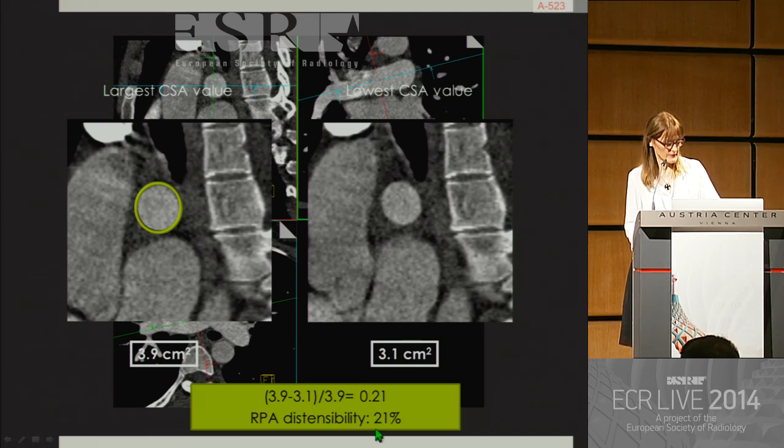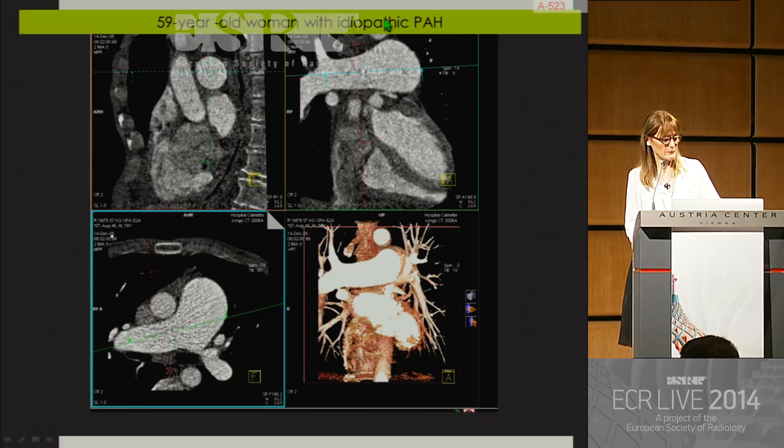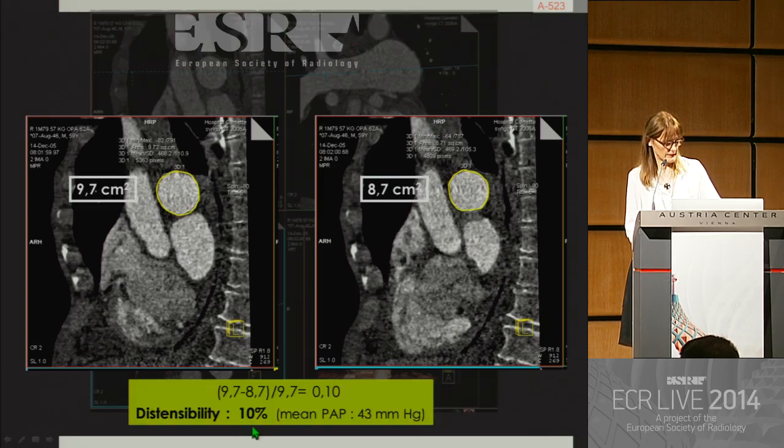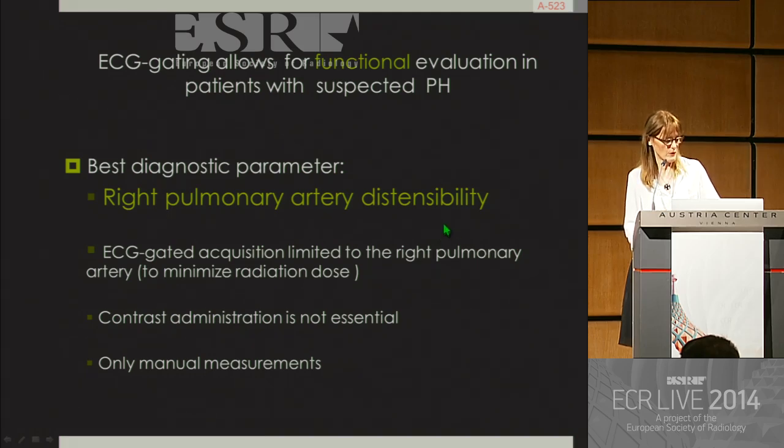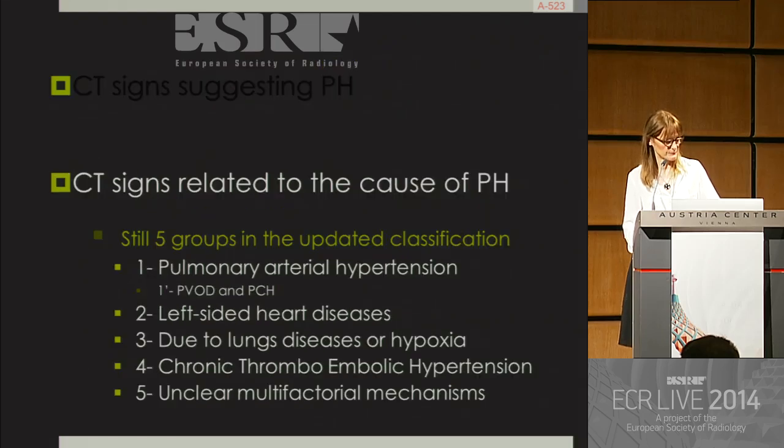And here the distensibility is normal with a 21% value. And in this patient with idiopathic pulmonary arterial hypertension, the value is only 10%. So to briefly summarize, maybe the best diagnostic parameter, if we use ECG gating, is evaluating the right pulmonary artery distensibility. To minimize the radiation dose, maybe we can limit the acquisition to the right pulmonary artery and not to the entire thorax. It's not necessary to use contrast administration because the main right pulmonary artery is very large, but we need to perform manual measurements.